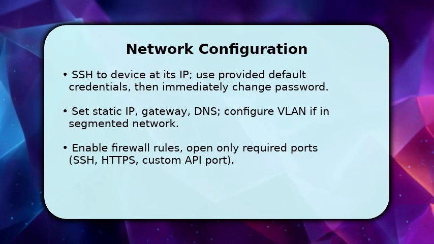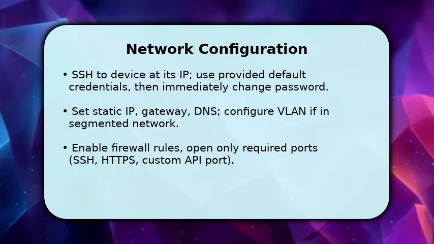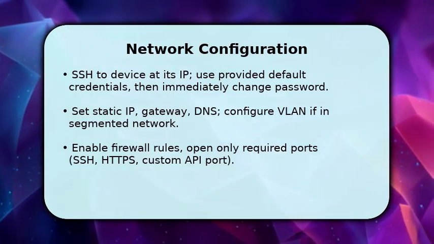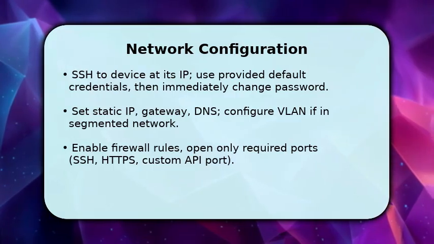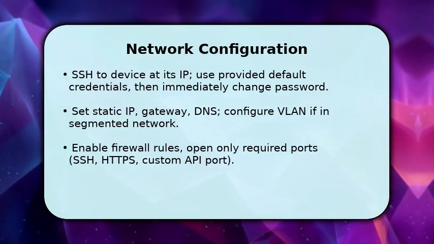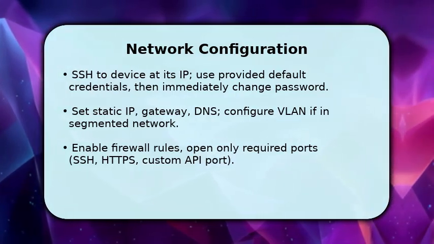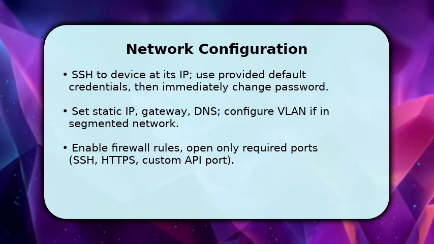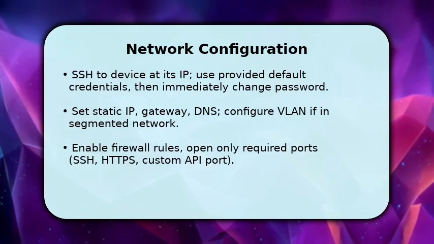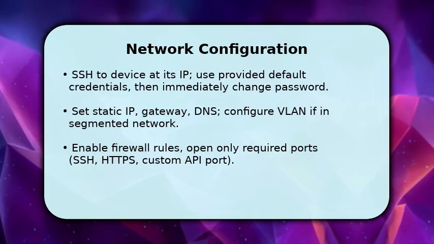You now configure the network and harden access. SSH into the Shadow bot using the IP and default credentials. Change the password and create an admin user. Edit network settings to a static IP, verify gateway and DNS, and apply VLAN tags if your environment requires segmentation.